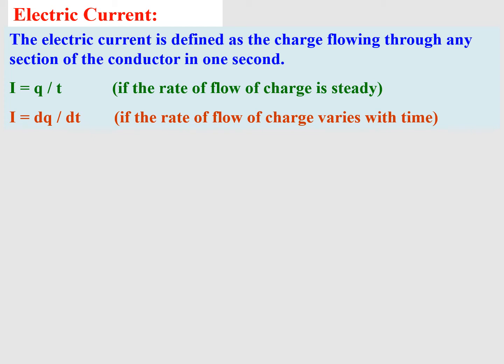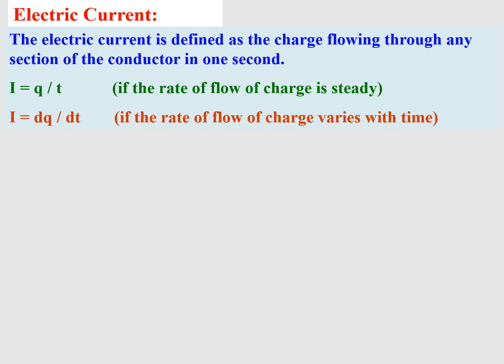The formula of current is I equals Q divided by T. Here Q represents charge, T represents time, and I represents current. I equals Q upon T if the rate of flow of charge is steady. It means that equal amounts of charge are flowing in equal intervals of time. And I equals dq divided by dt if the rate of flow of charge varies with time.